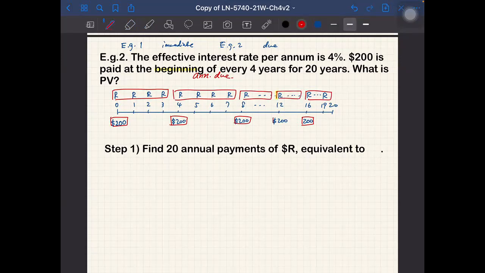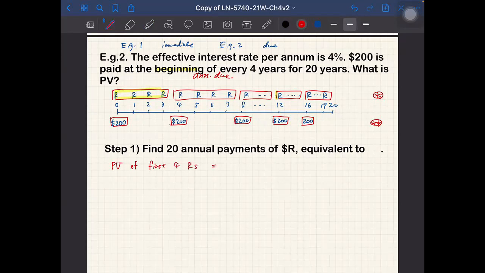Still we have 2 steps: determine R first, then the present value. After determining R, this cash flow in the above time diagram is 20 payments of R, so we can use the annuity due formula to get the present value. At first, we want to determine R. Think about these 4 payments. What's the present value of the first 4 payments?